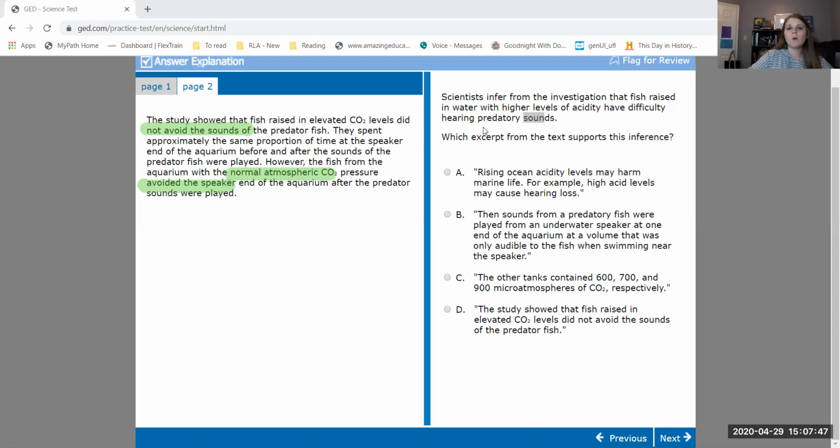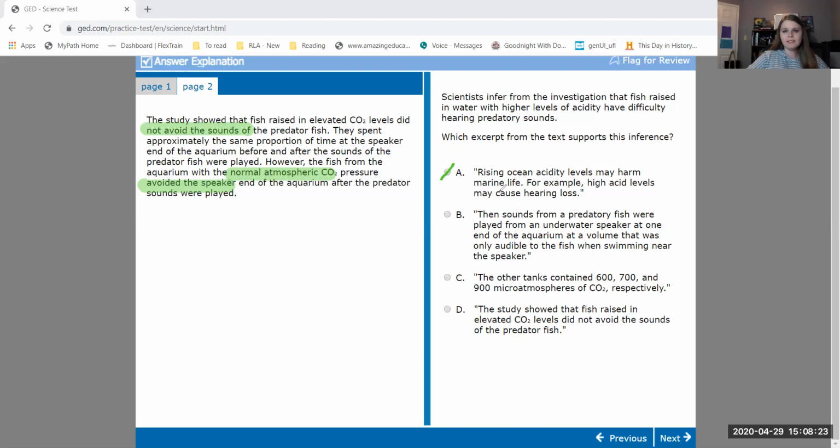So again, what excerpt from the text supports the inference that the higher levels of acidity, the more difficulty they have hearing sounds? So let's take a look. Letter A, rising ocean acidity levels may harm marine life. For example, high acid levels may cause hearing loss. That is true. However, that's just background information. That's just kind of telling us what's happening. It's not really explaining the data or the evidence. So I don't love that one. So let me go ahead and mark that through.